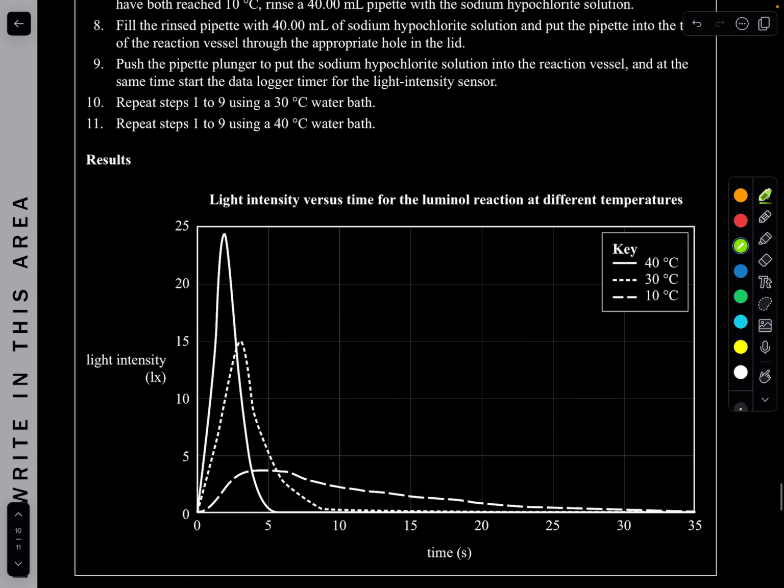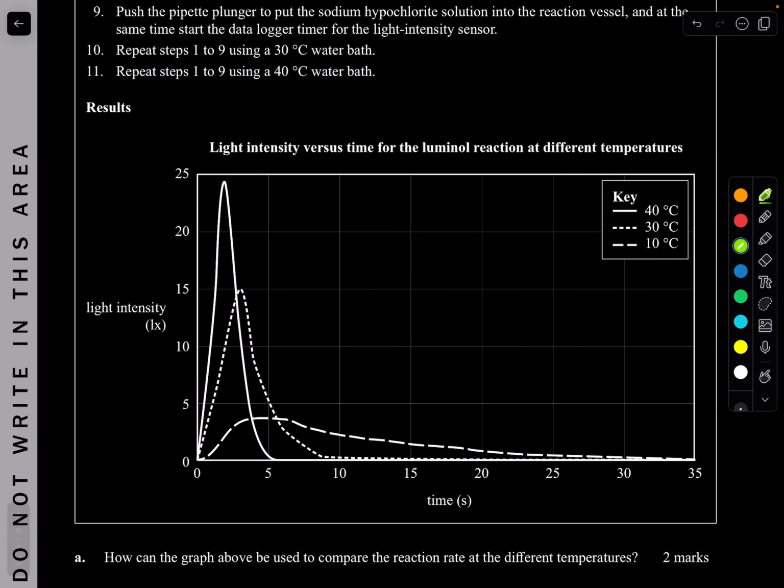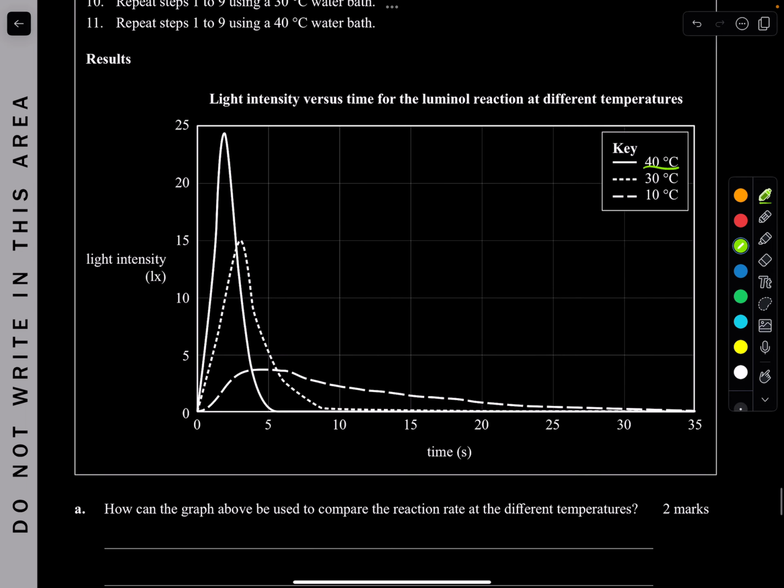Okay, and these are the results. Light intensity versus time for the luminol reaction at different temperatures. Alright, so with a higher temperature, we can see it reacts quicker. The light intensity is much higher, and it finishes quicker. If the light intensity becomes 0, it means basically there are no more reactants and the reaction has come to completion. So the higher the temperature, the faster the reaction rate, because it finishes quicker.